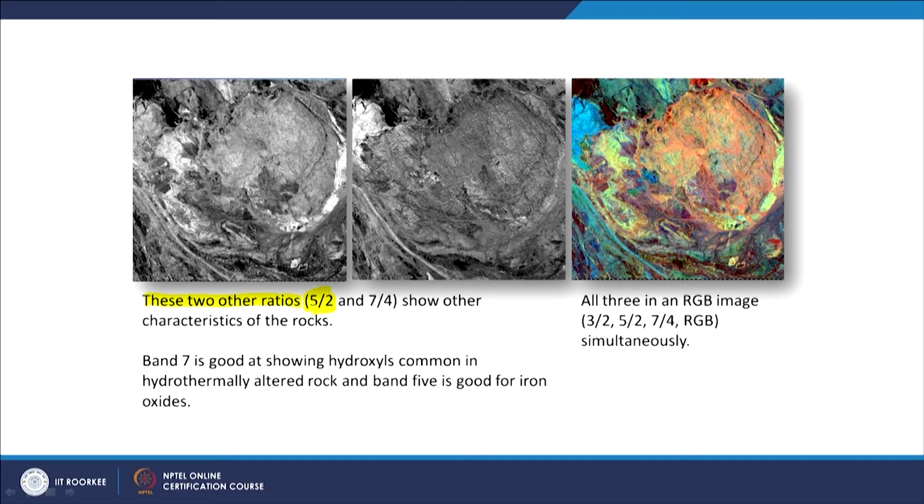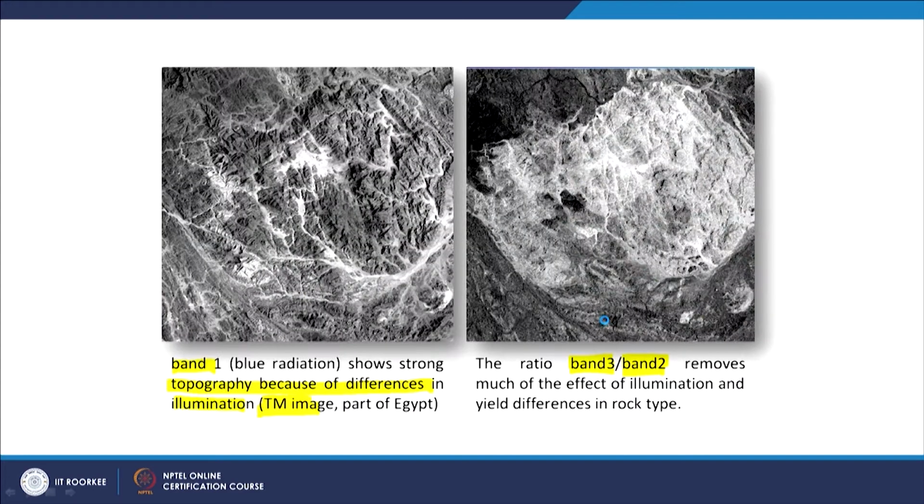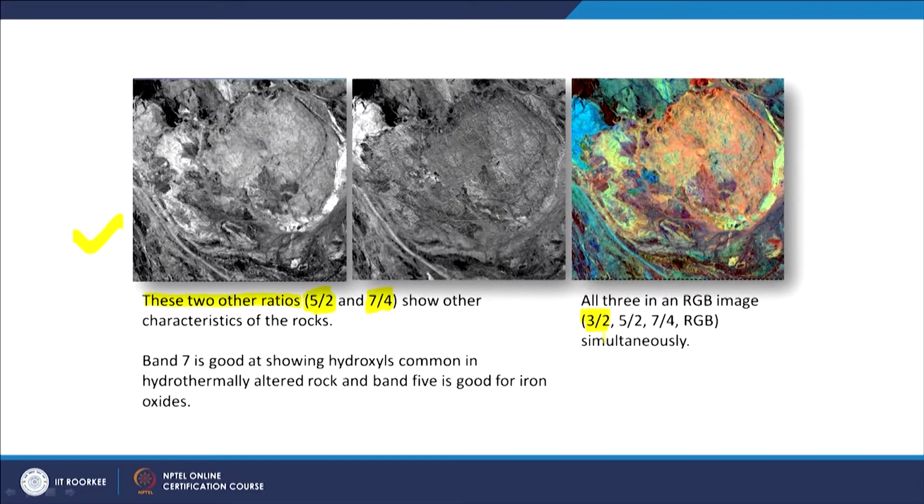So, the 5/2 ratio is this one, the first one on the extreme left. Then the center one is the band 7/4 ratio. And then one more ratio has been created, which is 3/2 as shown earlier. All these 3 ratios have been taken and a band ratio composite has been created in RGB. The 3/2 band ratio image has been assigned red color, 5/2 has been assigned green color and 7/4 has been assigned blue color. If we do it, we see that not only 2 rock units, but different rock units are coming out very clearly.